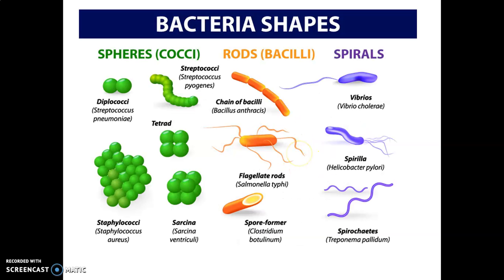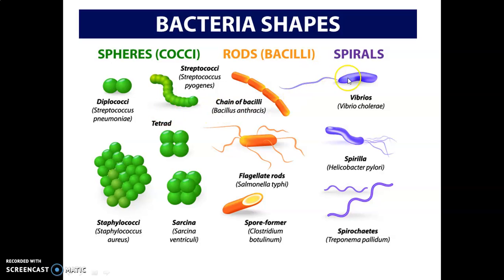See children, these are the shapes of bacteria. So there are 4 basic shapes of bacteria. Rod-like bacteria. This is an example, Bacillus anthracis, which is responsible for the disease anthrax. Then here are some spherical bacteria. This is Coccus, Streptococcus pneumoniae, causative for the disease pneumonia.